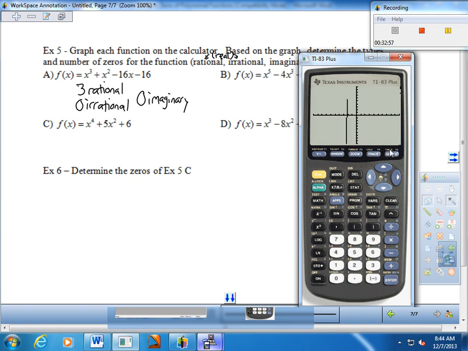Hit graph. Notice right here, of course, it looks like we have 3 real zeros, and so this is a quintic. So can you probably tell me how many imaginary zeros there are to this function, just looking at the graph right there? It looks to be 2, because there are 3 reals, and so the other 2 have to be imaginary. This one is 0 right here, which of course would be rational.